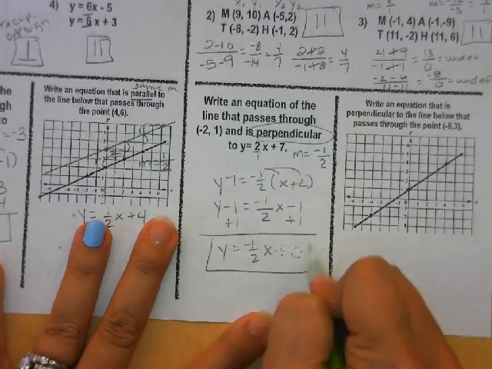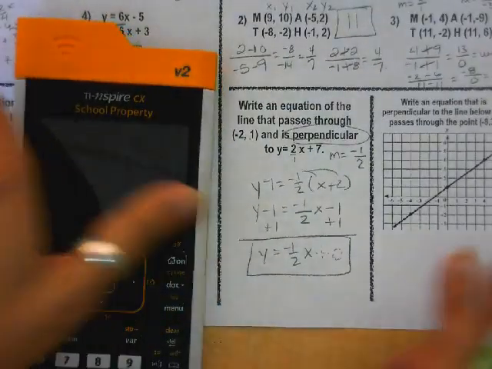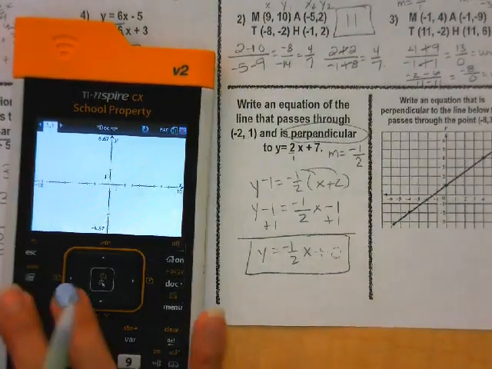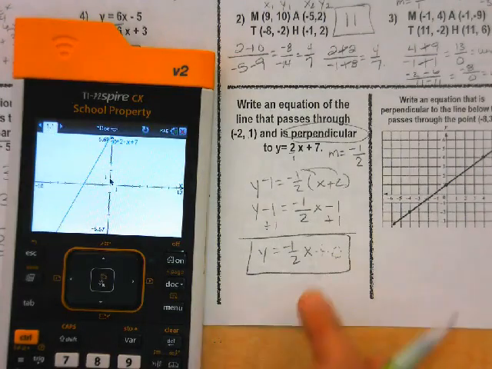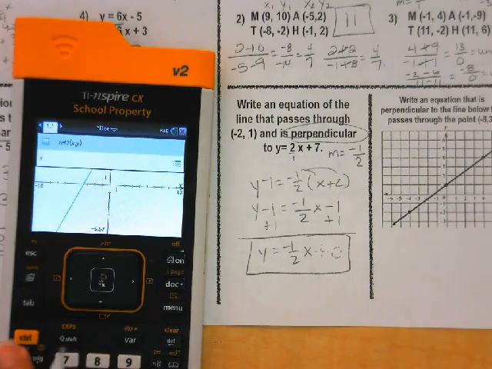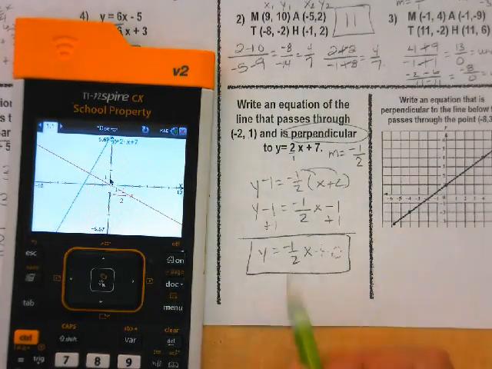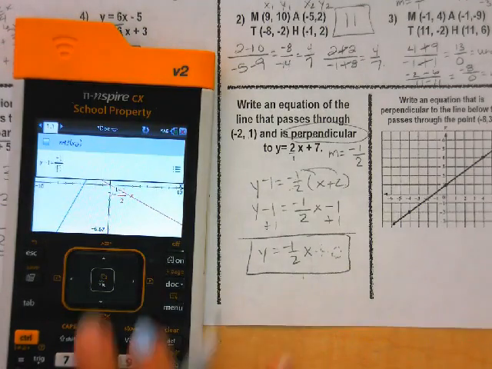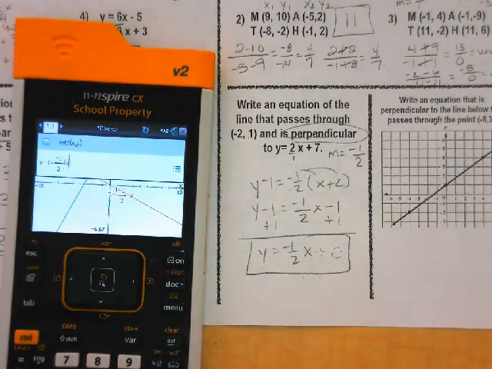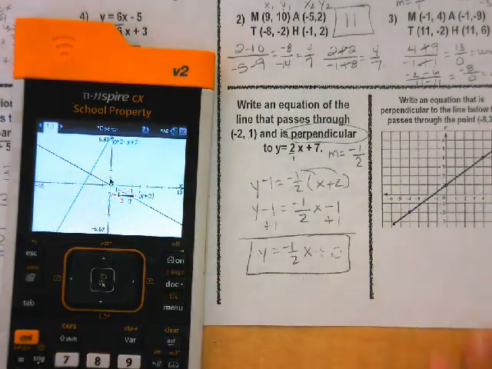And again, I would go ahead and graph this to make sure. If you hit delete 3 times, there you go. And I'm going to put in this first one, y equals 2x plus 7. I'm going to put in my second one, y equals negative 1/2 x. There they are perpendicular. If I wanted to make sure that I converted this, I could also say y minus 1 is equal to negative 1/2 parentheses x plus 2. And I can see I did convert that one correctly.